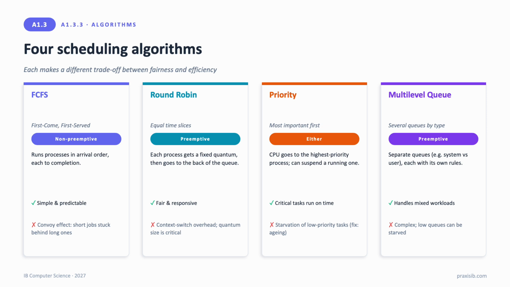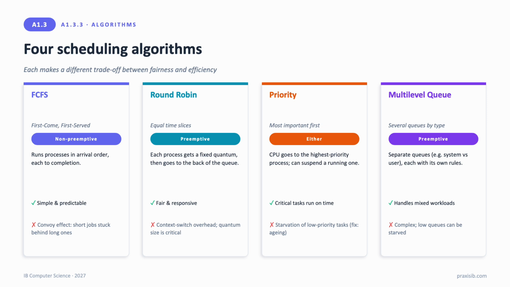Third, priority scheduling. Each process is given a priority and the processor always serves the highest priority one first. Great for important time-critical tasks, but it has a danger called starvation, where a low-priority process might never get a turn at all. A fix called aging gradually raises a waiting process's priority so it eventually runs.